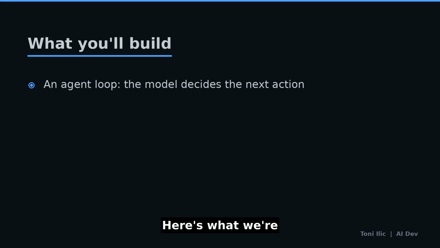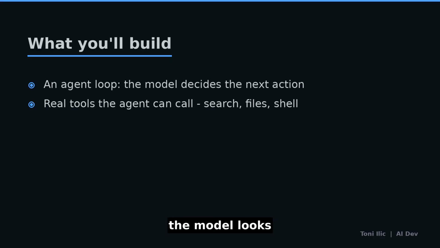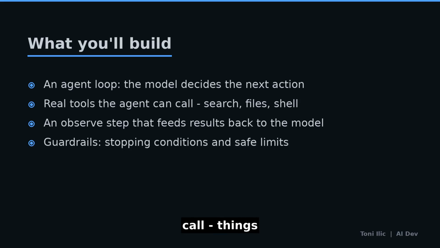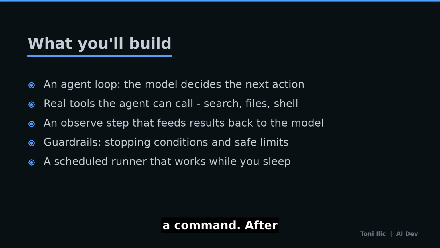Here's what we're building. At the center is an agent loop, where the model looks at the situation and decides the next action. We give it real tools. It can call things like web search, reading and writing files, or running a command. After each action, an observe step feeds the result back to the model so it can decide what to do next. We wrap the whole thing in guardrails so it stops safely, and we put it on a schedule so it runs on its own.